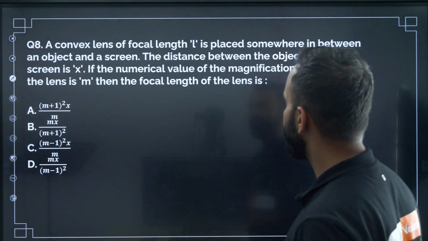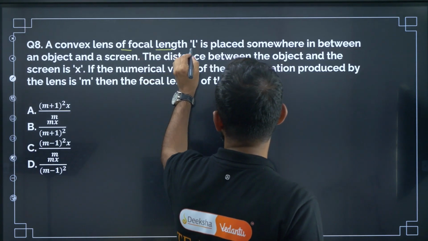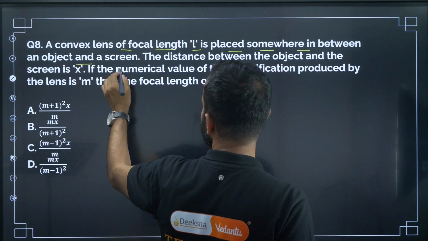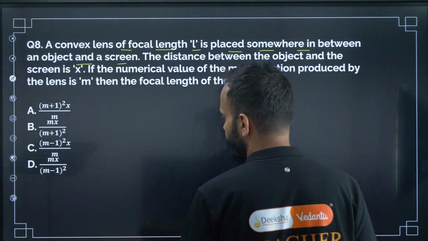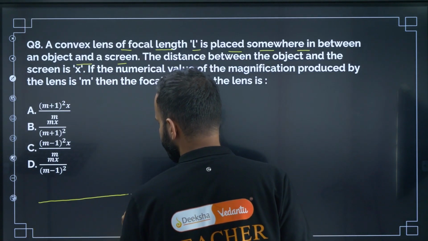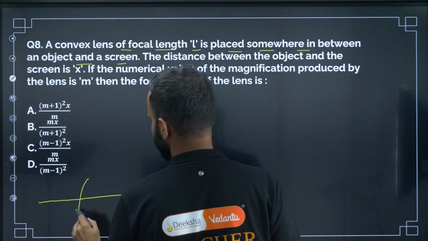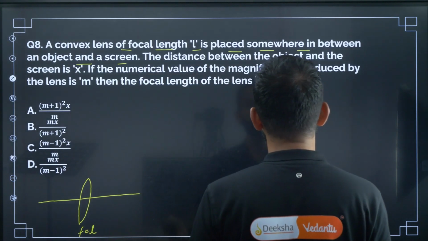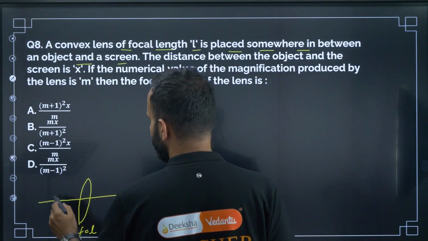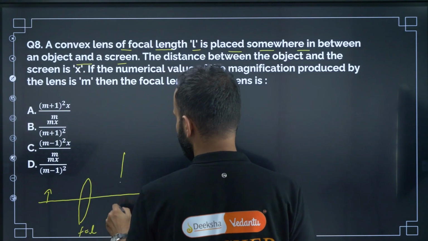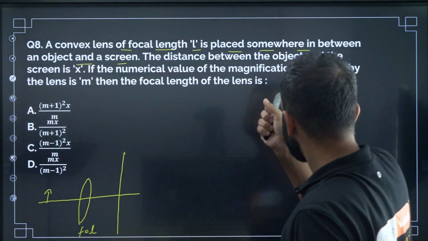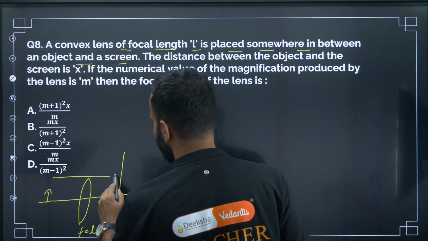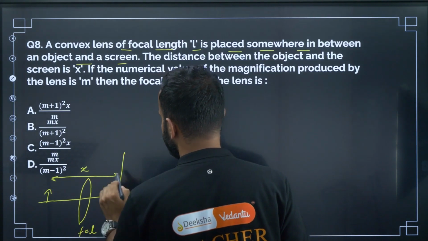Question number 8. A convex lens of focal length L is placed somewhere in between an object and a screen. Let's draw the diagram. The convex lens has focal length L, placed somewhere between the object and the screen. The distance between the object and the screen is x.